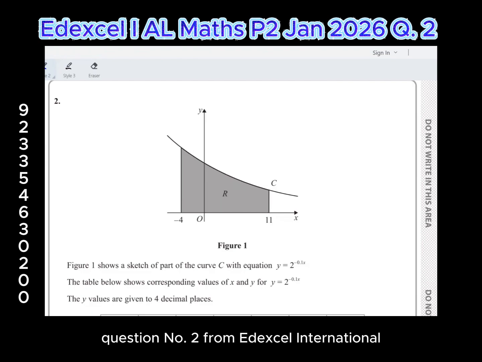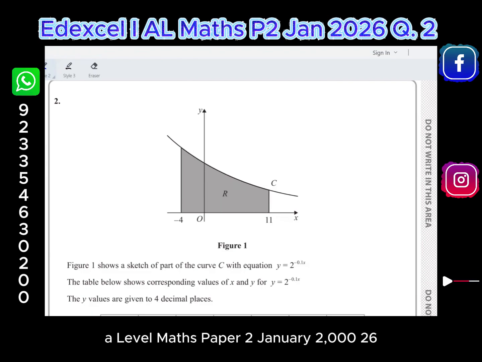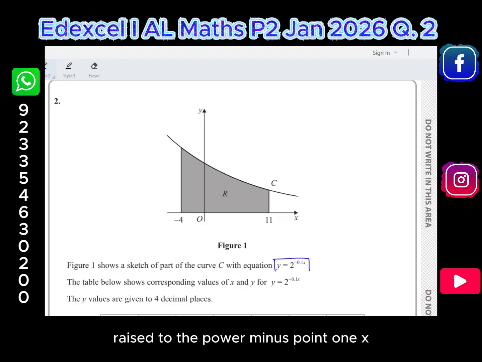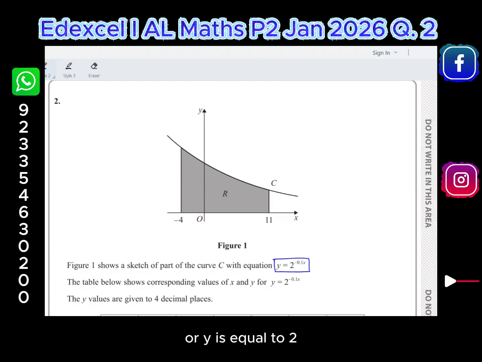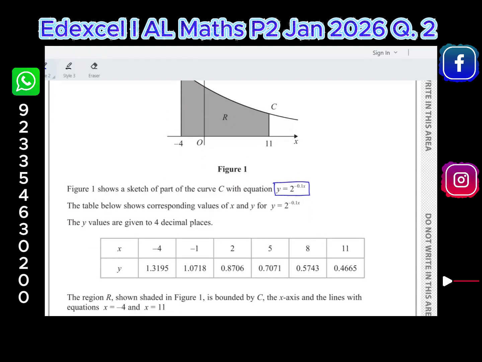Question number 2 from Edexcel International A-Level Maths, January 2026. Figure 1 shows a sketch of part of the curve C with equation y equals 2 raised to the power minus 0.1x. The table below shows corresponding values of x and y for y equals 2 raised to the power minus 0.1x. The y values are given to 4 decimal places. Here are the values of x and y.